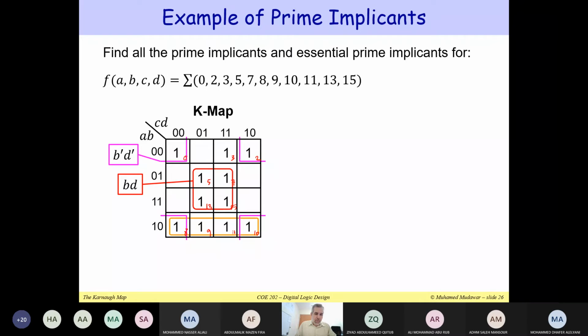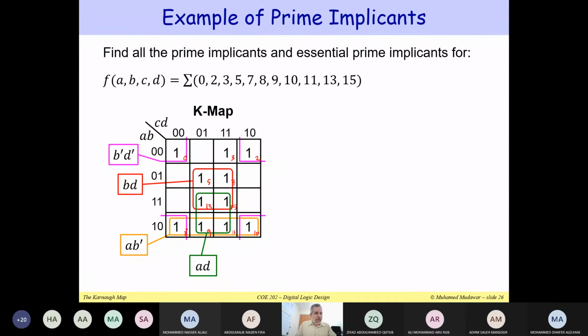We have these four. Somebody mentioned 8, 9, 11, and 10. Can you tell me what's the term? AB prime. Yes, AB prime. Did anyone mention these four, 13, 15, 9, and 11? I don't remember. Can you tell me what's the term for these four? It's A and D, I think.